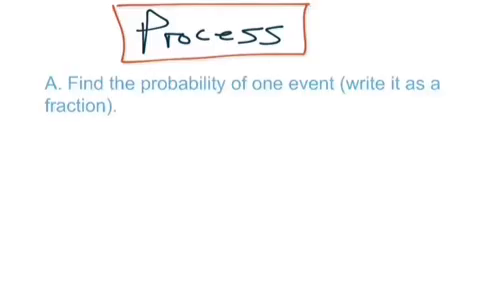So make sure you have the process down. You have a space for it on your notes page, but the first step we always do is we find the probability of the one event.